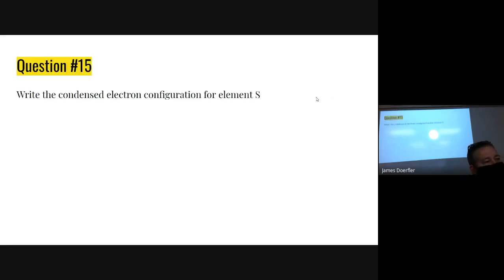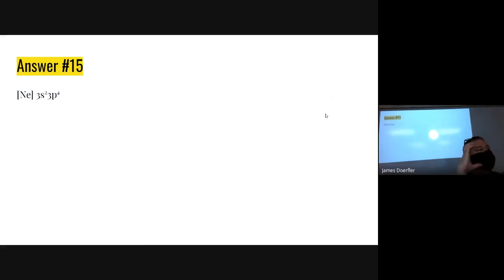Question 15. Write the condensed electron configuration for element S, which is sulfur. It is element number 16 on the periodic table. Again, we're talking about condensed. Can someone tell me what noble gas we're going to use for this condensed version? Neon, exactly. And very important, and I stressed this when we were doing this: the noble gases must be placed in brackets for it to be considered correct. So you start at neon. That's the end of the row. You go down back to the start. 3s2, 3p4.